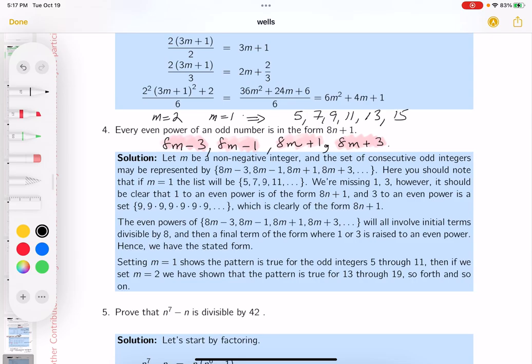Now, someone says, oh, there's something missing from the list. And I do see that. So what's missing from this list over here? I got to write them down. So the missing numbers from this list, if we start with m is 1, the two missing numbers that are odd would be 1 and 3. So I want to convince you that every even power of 1 is of the form 8n plus 1. So what's going to be 1 to an even power? And they say it would be of this form over here.